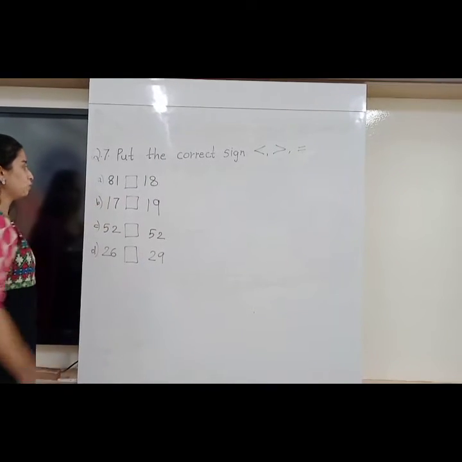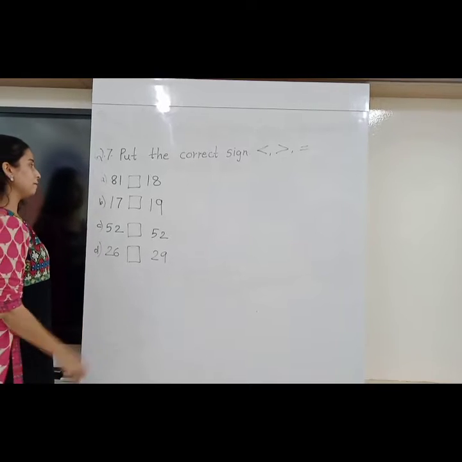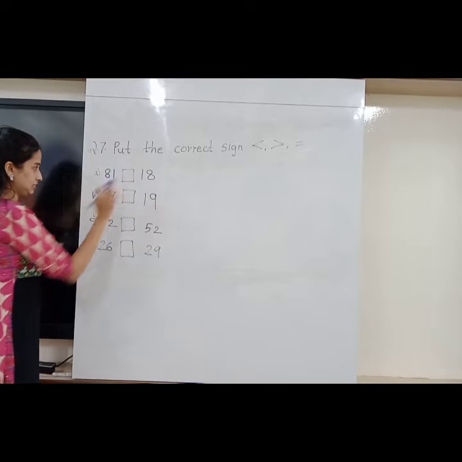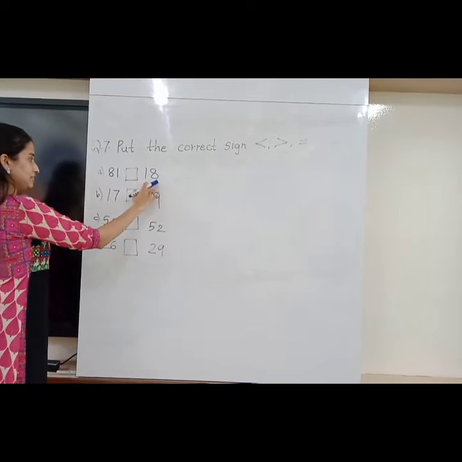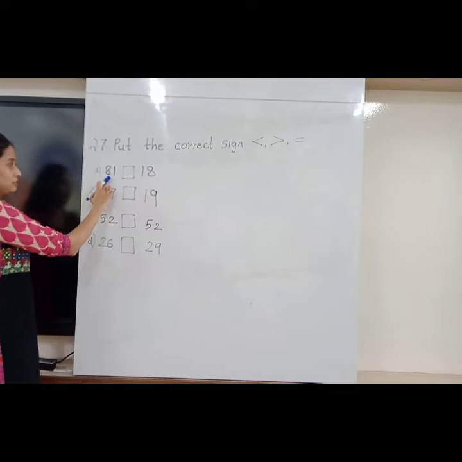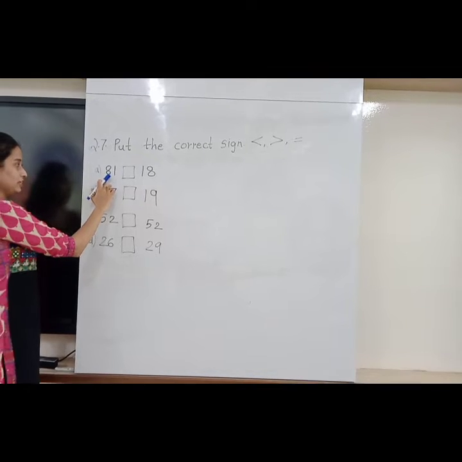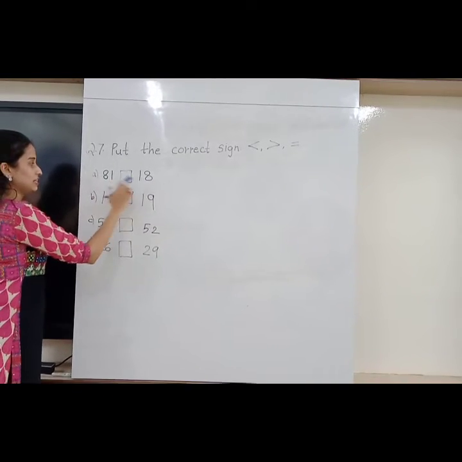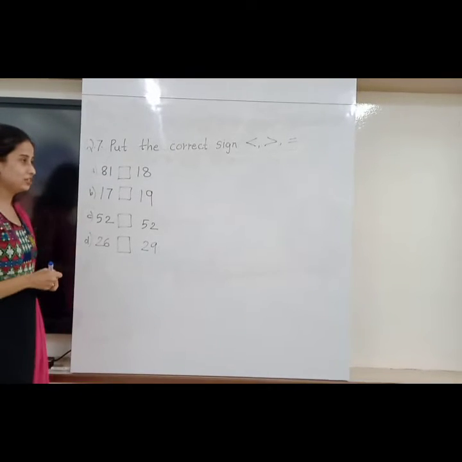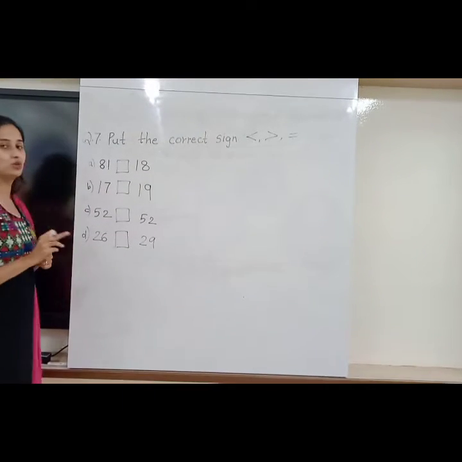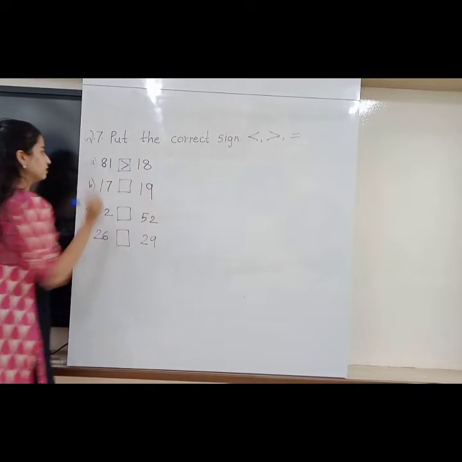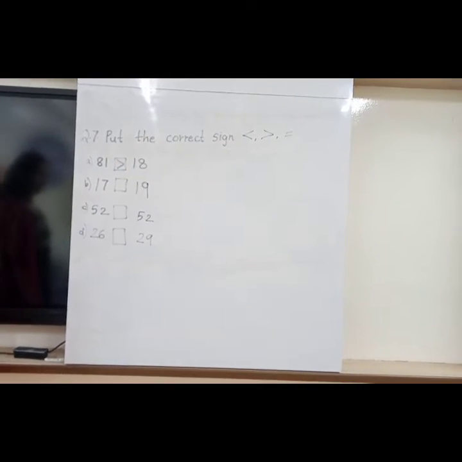So let's see number 1. What is the first sum? Which are the two numbers? It is 81 and 18. So from 81 and 18, let us see the tens place first. We have 8 here on the tens place and we have 1 here. So which number is bigger? Whose tens is bigger? It is 8. So the alligator will open his mouth towards number 81. So 81 is bigger than 18.